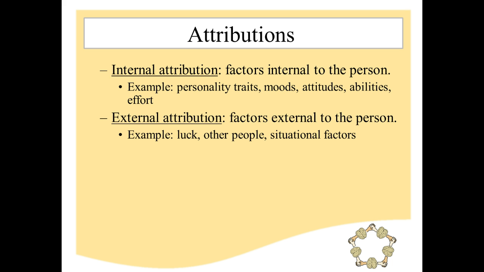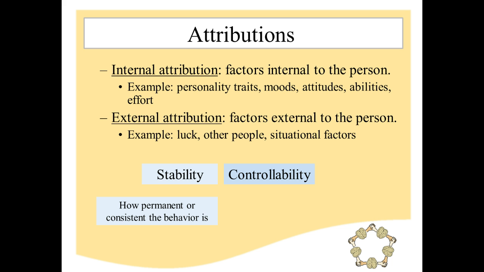But how and why we make those types of attributions will vary according to at least a couple of reasons. One thing is stability, and the other thing is controllability. Stability refers to how permanent or consistent the behaviour is. So do you always trip, or was it just a one-off? Do you always do this? Is that behaviour consistent? Is it permanent, or is it unstable? And how you judge that will affect what type of attribution you will make.